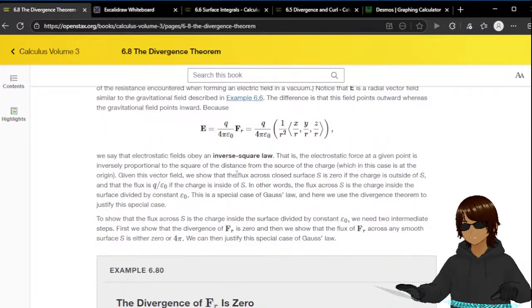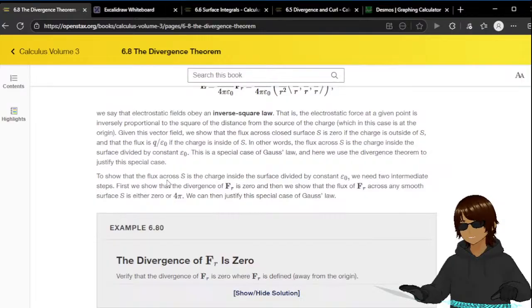Given this vector field, we show that the flux across closed surface S is zero if the charge is outside of S, and that the flux is q over the electric constant if the charge is inside of S. In other words, the flux across S is the charge inside the surface divided by the constant. This is a special case of Gauss's law, and here we use the divergence theorem to justify it. To show this, we need two intermediate steps. First, we show that the divergence of F(r) is zero. Then we show that the flux of F(r) across any smooth surface S is either 0 or 4 pi. We can then justify the special case of Gauss's law.